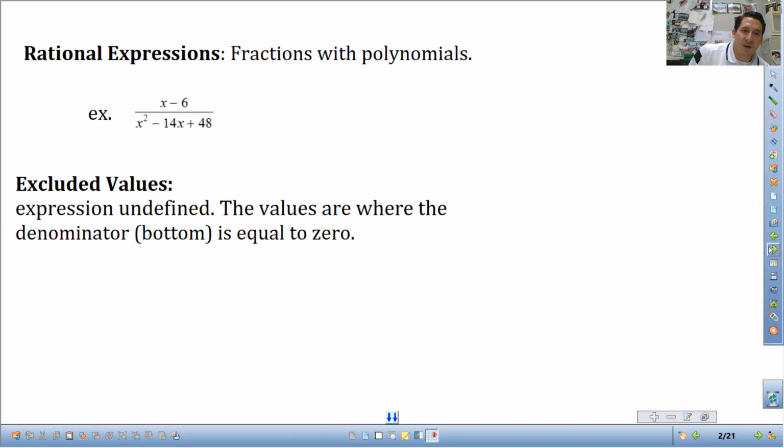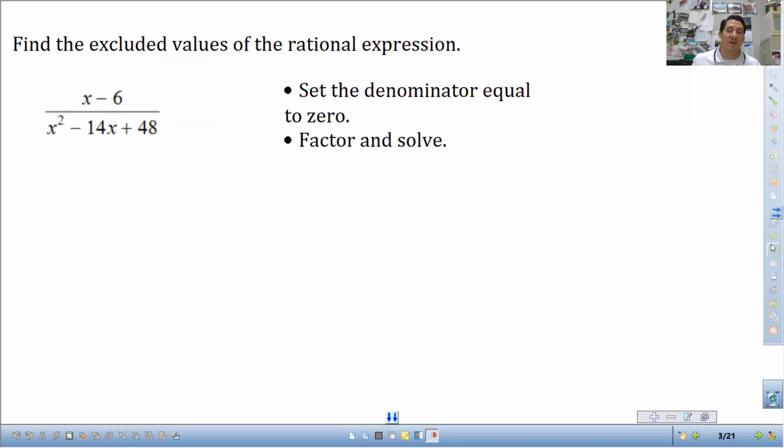First thing we're going to be doing is finding the excluded values. The excluded values are where the expression is undefined, meaning wherever the denominator is equal to 0. So to find excluded values, you take the denominator, set it equal to 0, and solve. And then those will be the excluded values. So more practice with factoring and solving. So we're going to take that example here to find the excluded values.